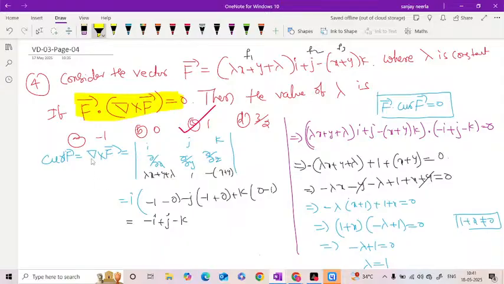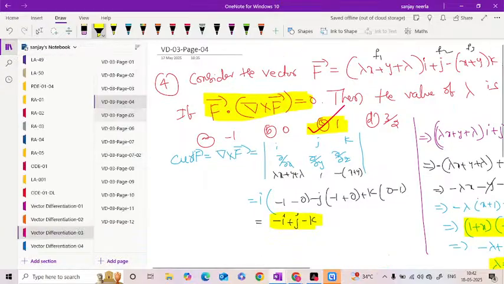So for that, first of all find the del cross f. The result is minus i plus j minus k, and the dot product of f and curl f is, finally, 1 plus x into minus lambda plus 1. But here 1 plus x is non-zero because it is related to the variable. So minus lambda plus 1 must be 0. That means lambda is 1. If lambda is 1, then f dot curl f must be 0, otherwise it is non-zero. So our answer is C, that means 1 is the answer.